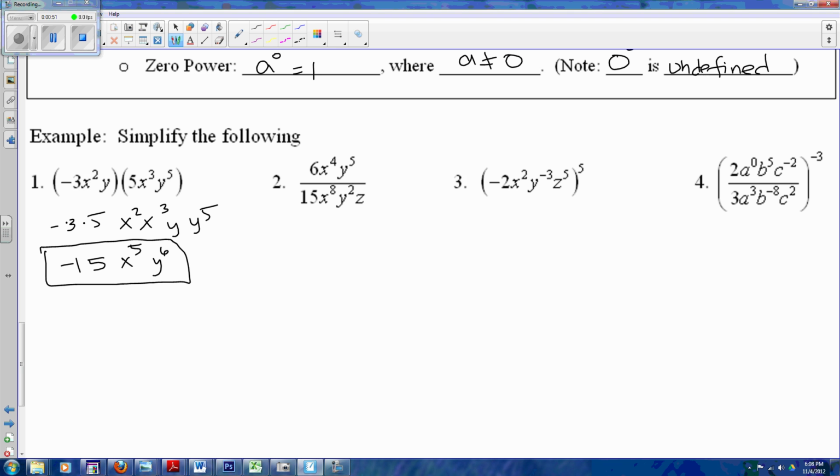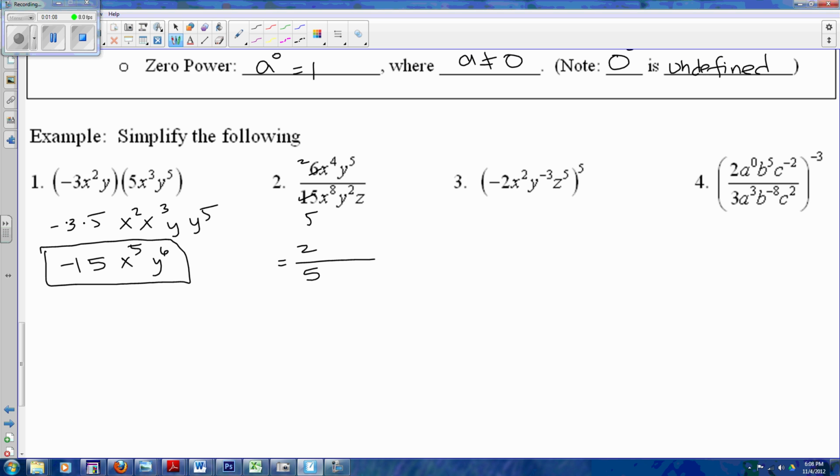Number two, we are going to cancel anything we can from the top to the bottom. So when we're looking at 6 and 15, we'll start there. 3 goes in there twice, and it goes in here 5 times. So far now, I've got 2/5. And how we simplify this.